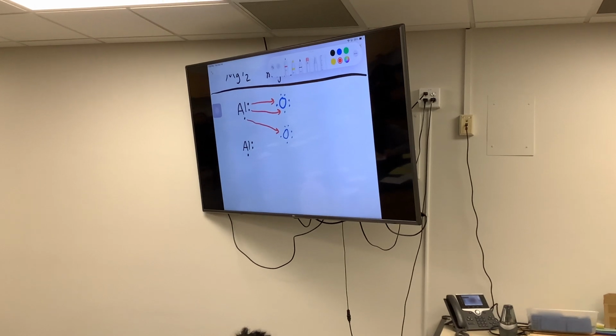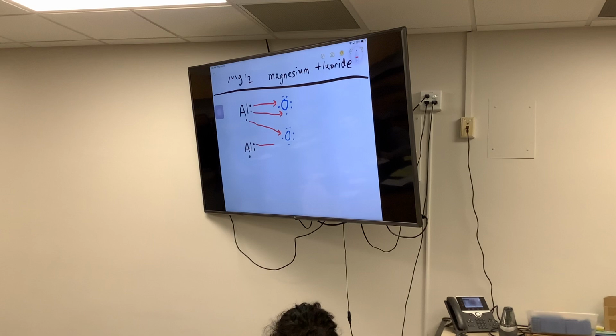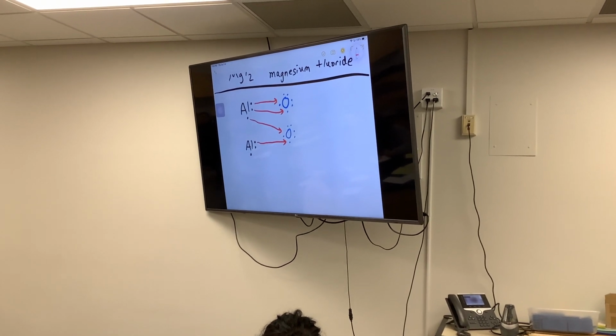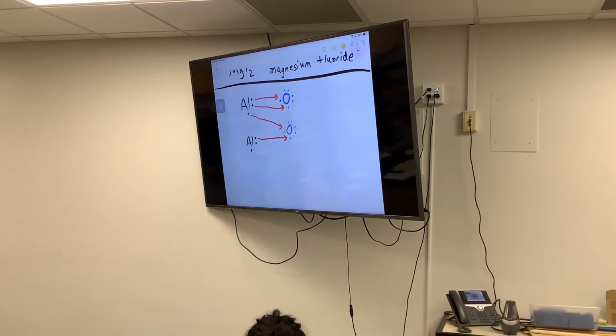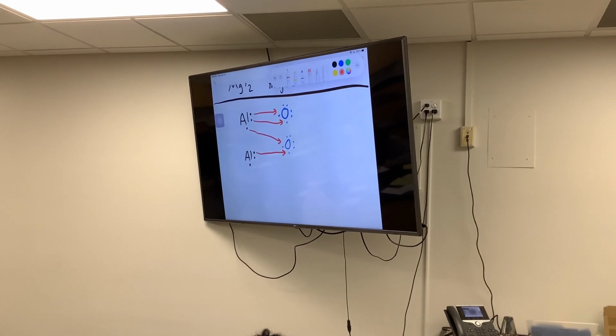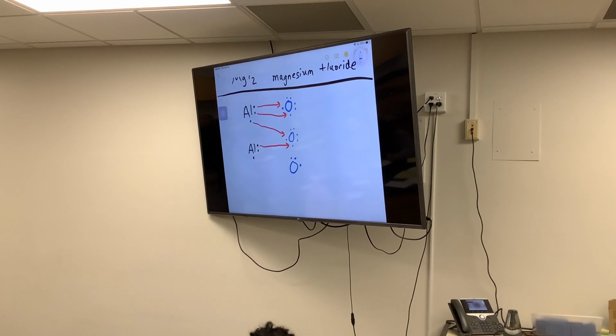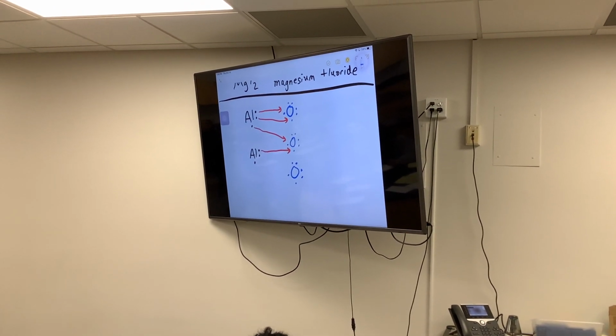And our oxygen over there still needs 1 more electron, so it's going to take 1 from aluminum. And then our oxygen will be happy, but our aluminum is not. So we need another oxygen. I don't know, we'll find out here.